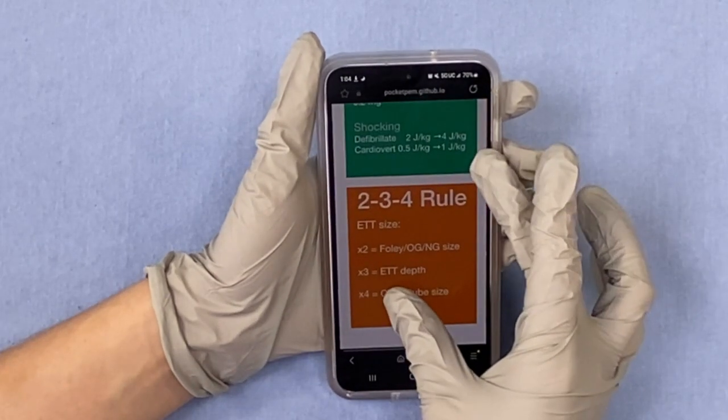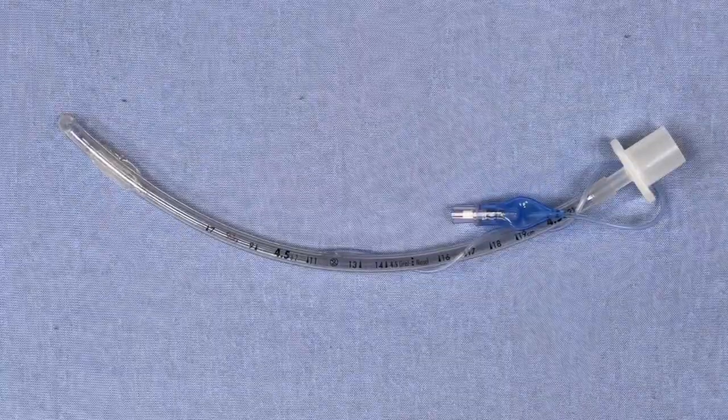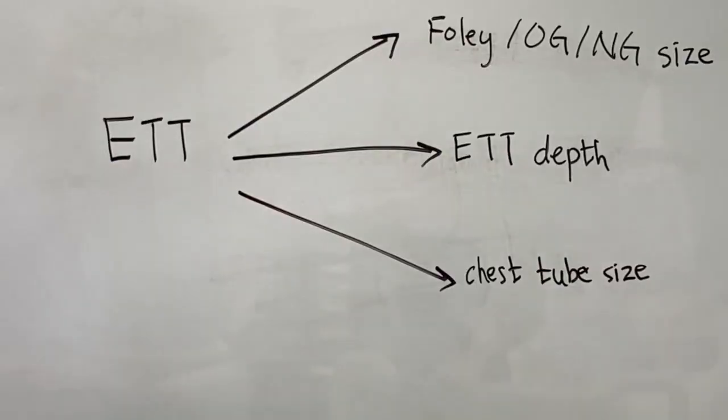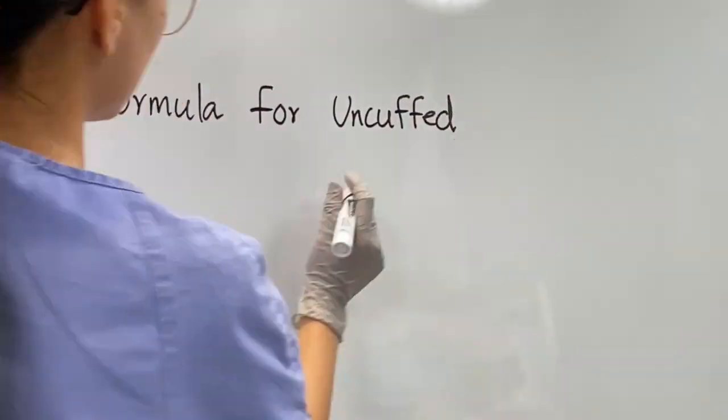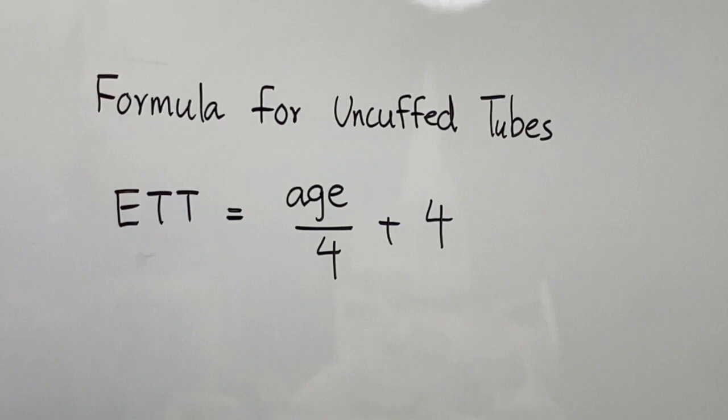To use this rule, all you need to know is the endotracheal tube size. Once you have it, it's a shortcut to other tube sizes and ET tube depth. There are multiple ways to find the ET tube size. One way is to use the formula for an uncuffed tube, which is H/4 plus 4.